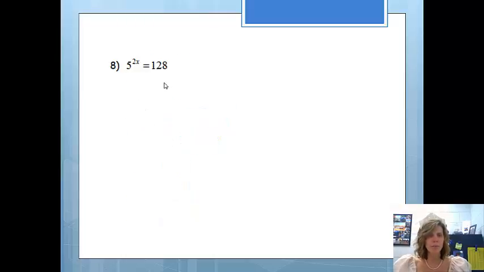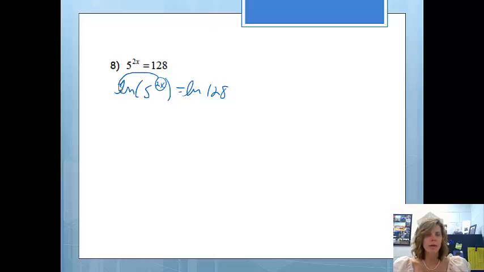Right, and then problem 8, we have 5 to the 2x is equal to 128. Again, we have an exponential function because the exponent is a variable. So we are going to, again, either take the natural log or the log of both sides and solve it. And I'm going to show you both ways. My preferred method is just to take the natural log of both sides, but it totally does not matter. So I have the natural log of 5 to the 2x is equal to the natural log of 128.